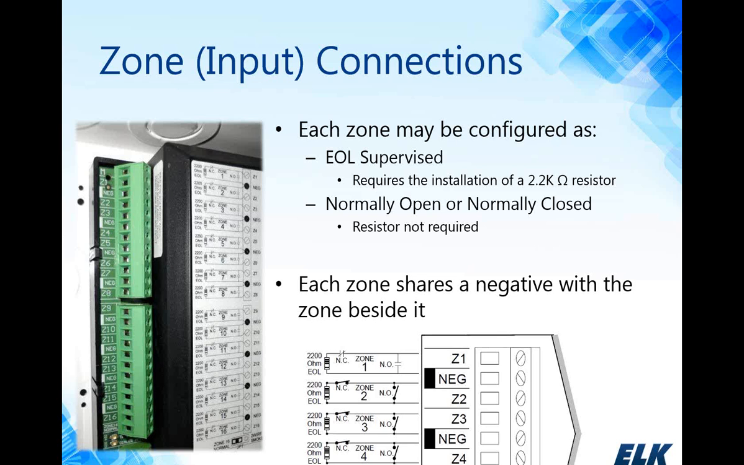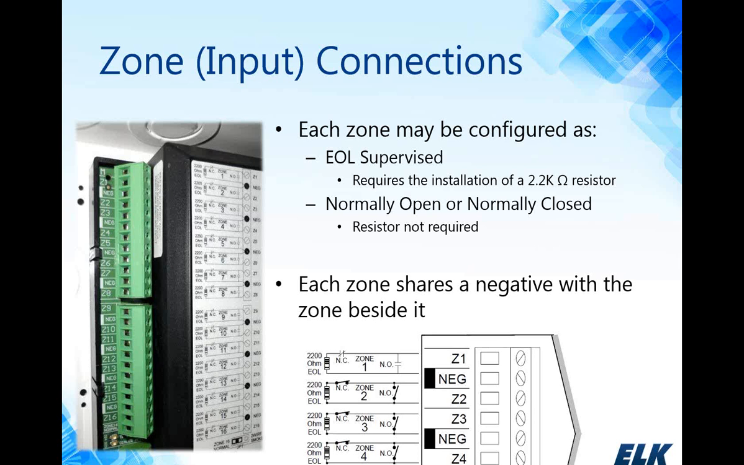All right, starting with zone input connections, the M1 main control, each zone can be configured with the end-of-line supervised resistor, which is a 2.2 k ohm resistor, or they can be configured normally open, normally closed. This is by zone. It's configurable through keypad programming or through the Elk RP software. If you are using the 2.2 k ohm resistor, it's really recommended that the resistor be placed at the very end of the loop for proper supervision.